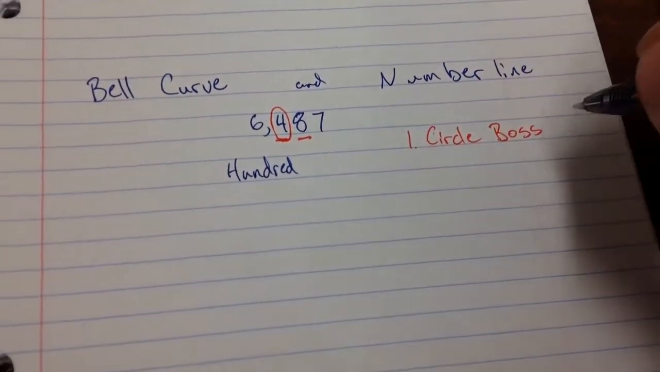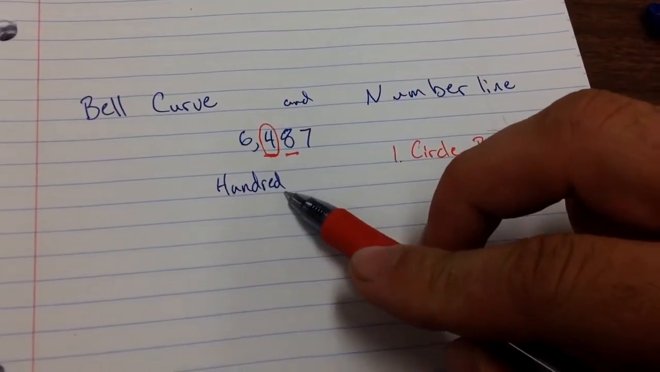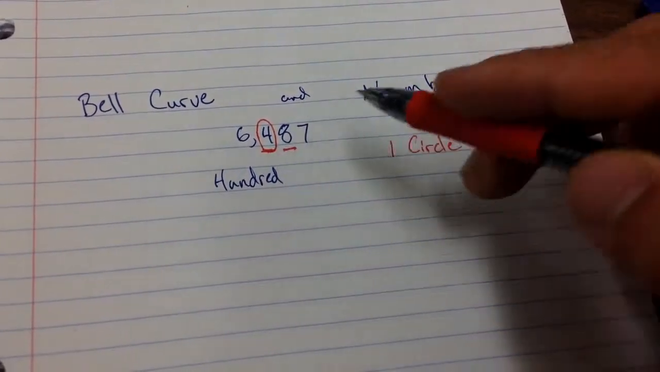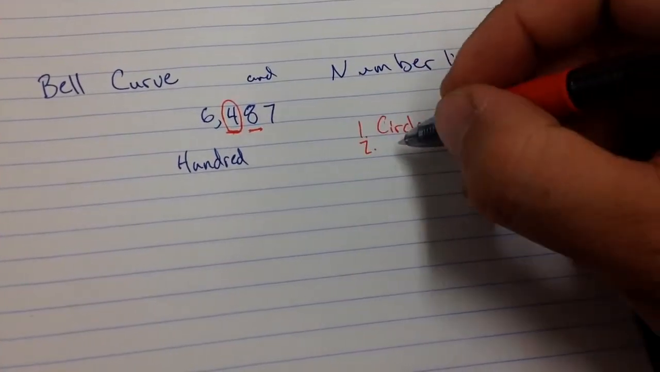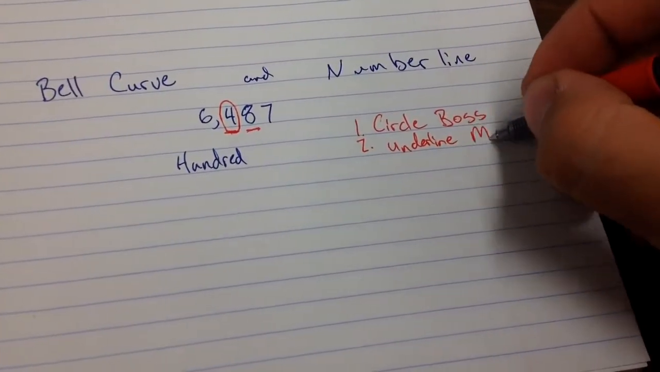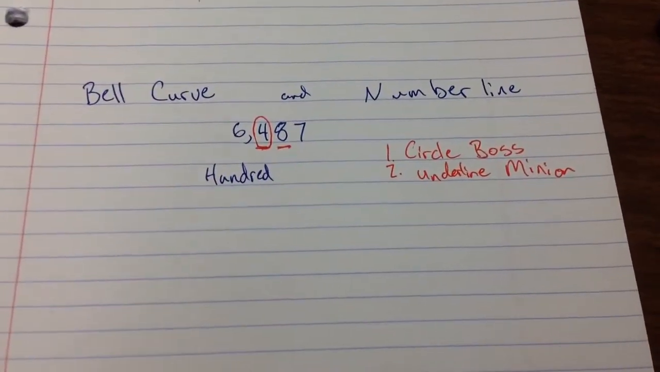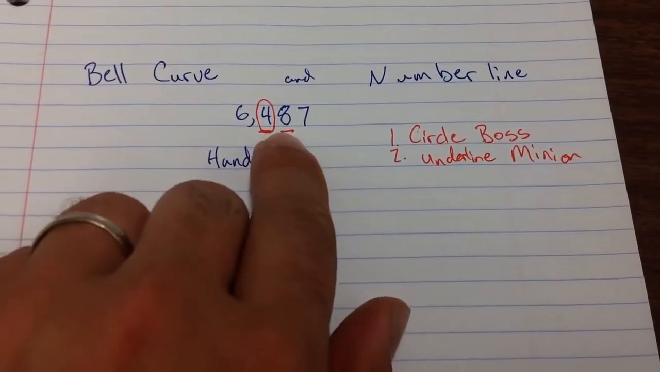boss. And the boss is the place value that it wants us to round to. So 100. So circle the boss. 2. Underline minion. Okay, so we underline the minion. And we did that with the 8 right there.